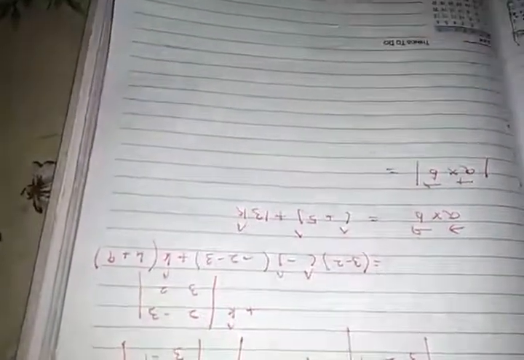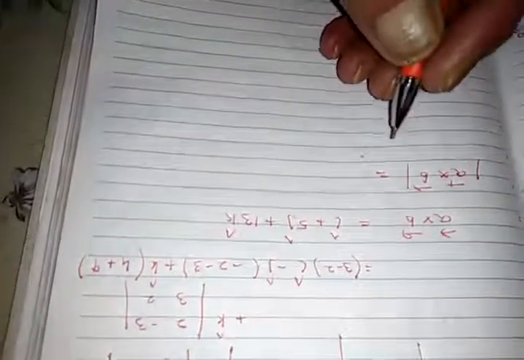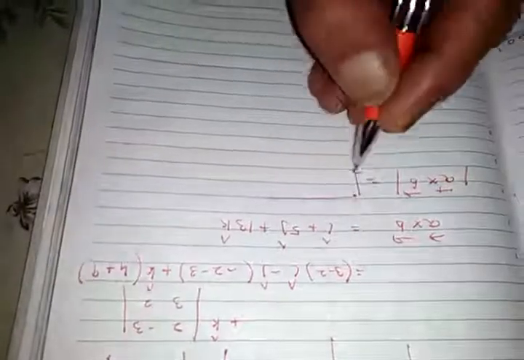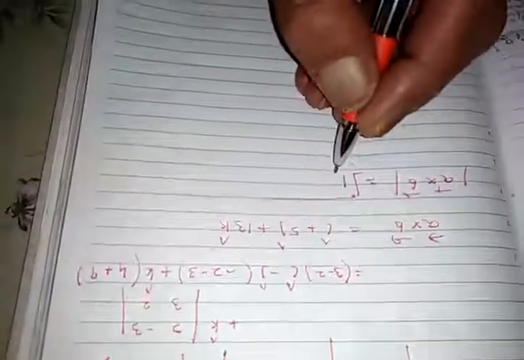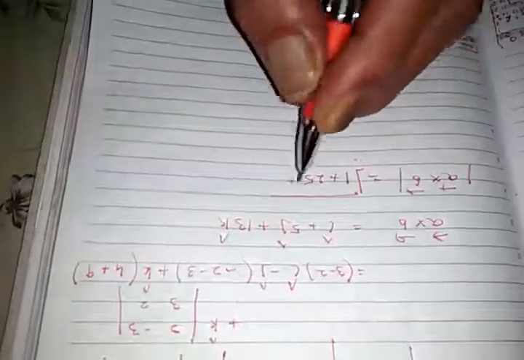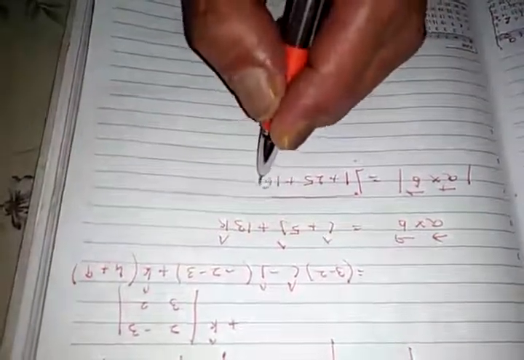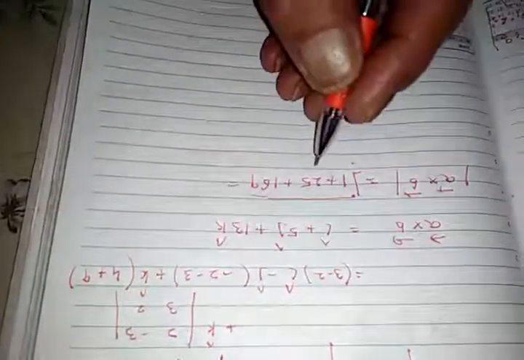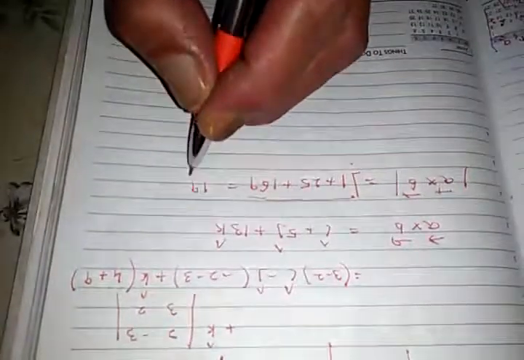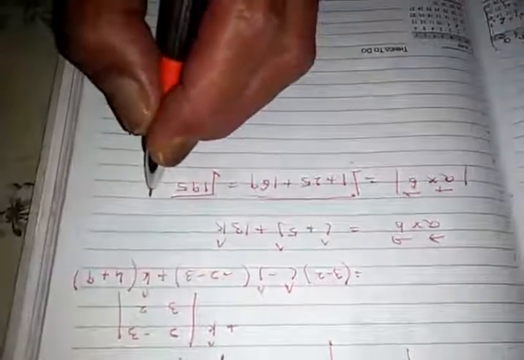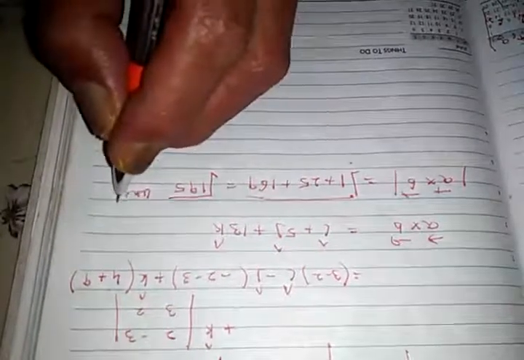This thing is under root: coefficient of i squared, that is 1, plus coefficient of j squared, 25, plus coefficient of k squared, 169. This is equal to the square root of 195 units, the magnitude of A cross B.